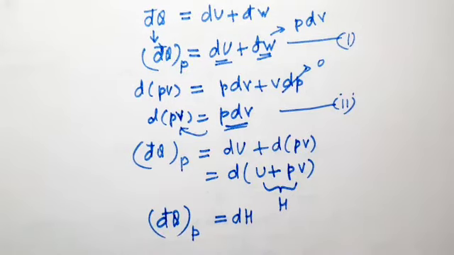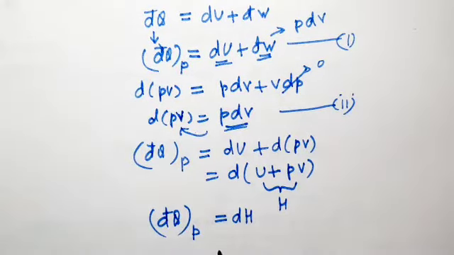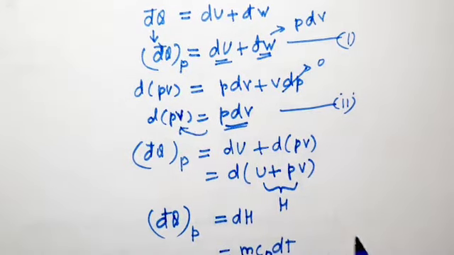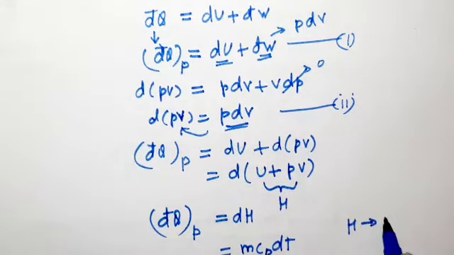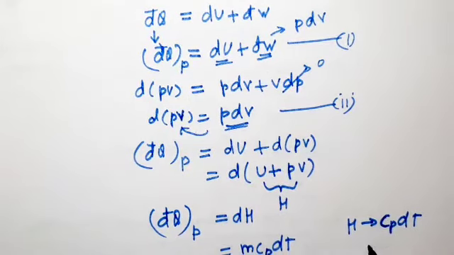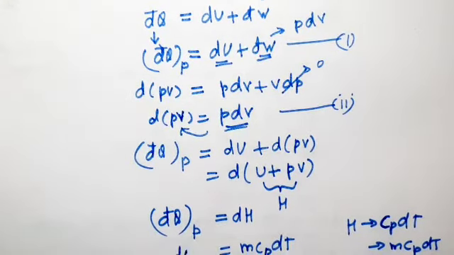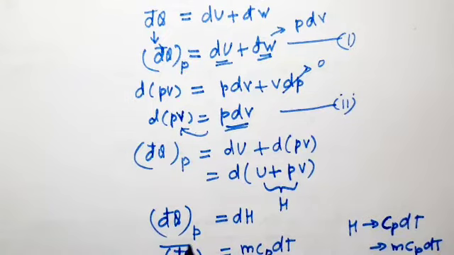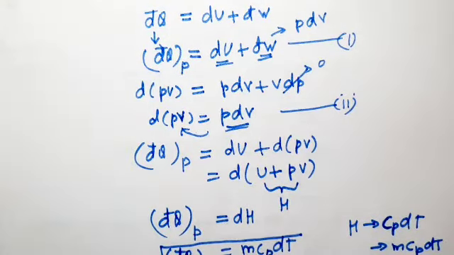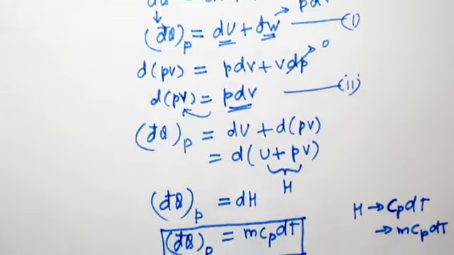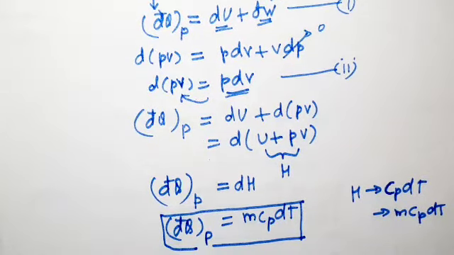This can be written as m Cp dT, because dH is equal to m Cp dT, capital Cp or small cp. So this del Q suffix P will be equal to m Cp dT. This is the heat transfer for a constant pressure process, which is called an isobaric process.